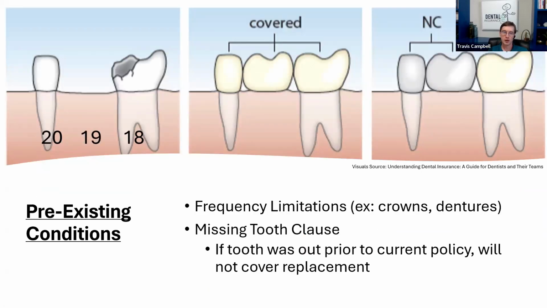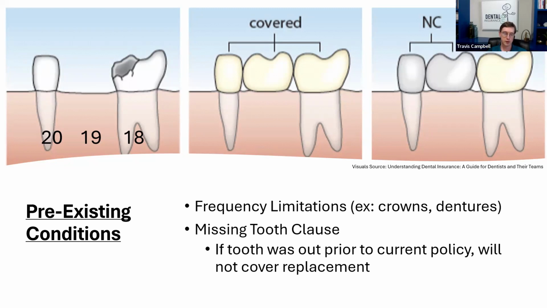Now, pre-existing conditions, as a lot of us know in medical, have kind of been pushed out by the government, not seen as normal or healthy or whatever. But in dentistry, they still exist. You've obviously got your frequency limitations, your crowns, your dentures, things like that, which are basically pre-existing conditions. What was there before the policy was invoked? But then you have the most common pre-existing condition, which is what's called a missing tooth clause. And this is where if the patient had the tooth removed before the current policy, then the policy will not pay for replacement of that tooth.